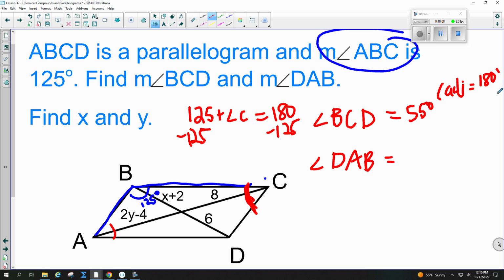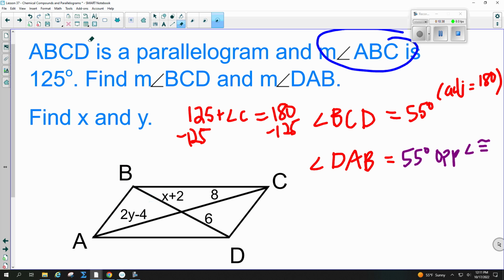Okay, how about angle DAB? What's that one right here? If this one is 55, what is this one? 55, okay? Opposite angles congruent. There we go with that. Opposite angles are equal. Now we also need to find x and y. X and y are almost like a different problem, so I might erase all this angle stuff off of here so it's not confusing. All right, x and y. Who could write an equation for x or y for me? Johnson?